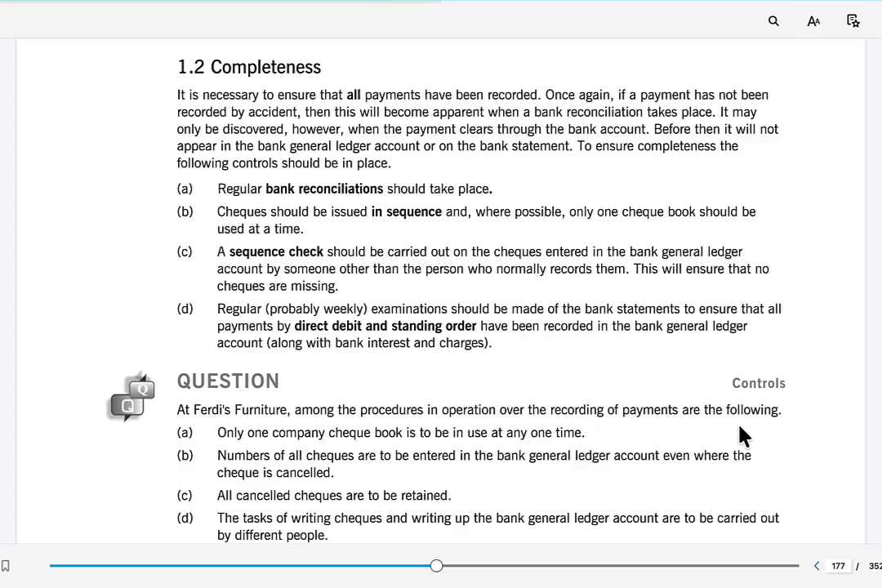Why missing payments cause serious problems. If payments are missing from the books, several problems happen.